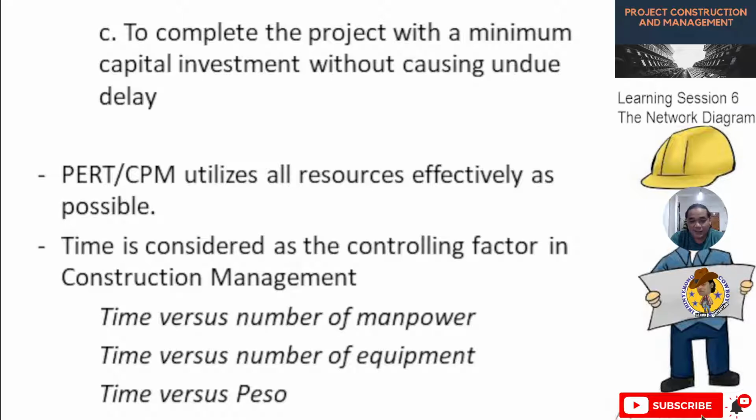Next, per CPM, it is almost the same: utilize all resources as effectively as possible. Time is considered the controlling factor in construction management. Then there is time versus number of manpower, time versus number of equipment, and time versus piso or money. That's the controlling factor in construction management. So you need to be good at delivering the work on time, and to do that in balance with the number of manpower, number of equipment, and your financial capabilities.